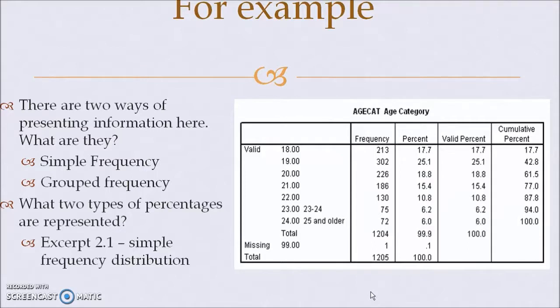When you look at the simple frequency, it basically says this is your age category, which is your nominal data. In this age category, we have 18 years is 213, and 19 years is 302 frequency. If you calculate the percentage, we take this frequency divided by the total and multiply by 100, which will give you the percentage. And this is just a rounded-off percentage.